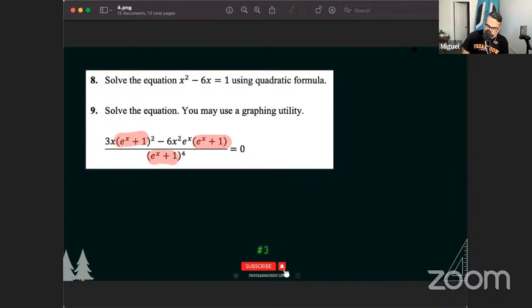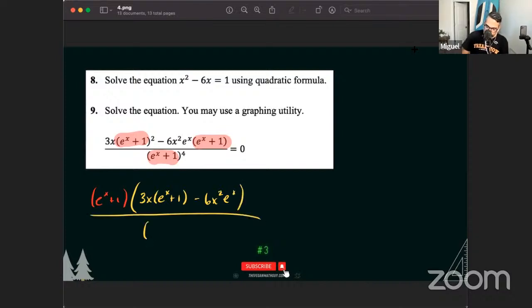Well, on the top, since they have at least one in common, I'm just going to go ahead and factor that out. So I factor out an e to the x plus 1 from everything. And what does that leave me? So inside I have 3x times 3e to the x plus 1 minus 6x squared e to the x. Okay. And now all over e to the x plus 1 to the power of 4.